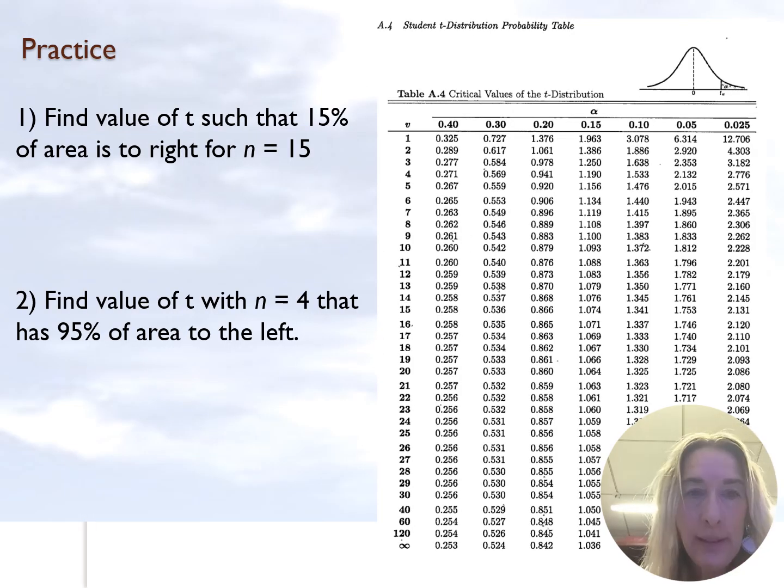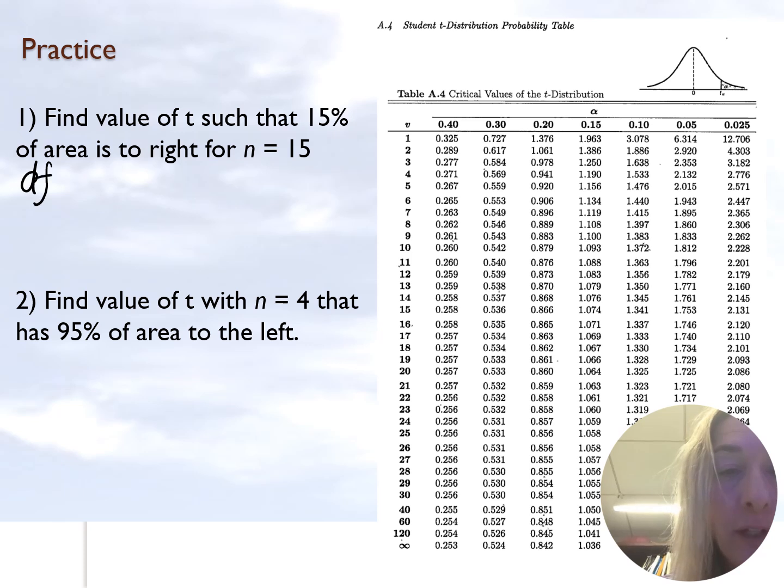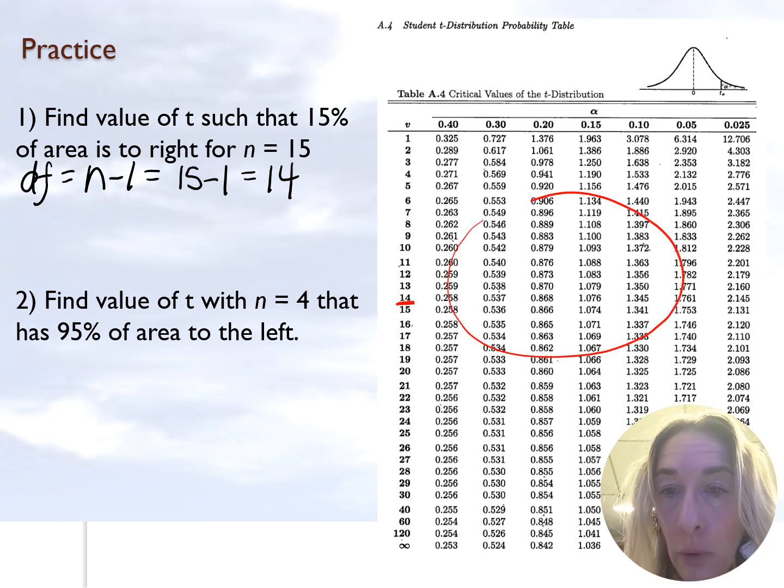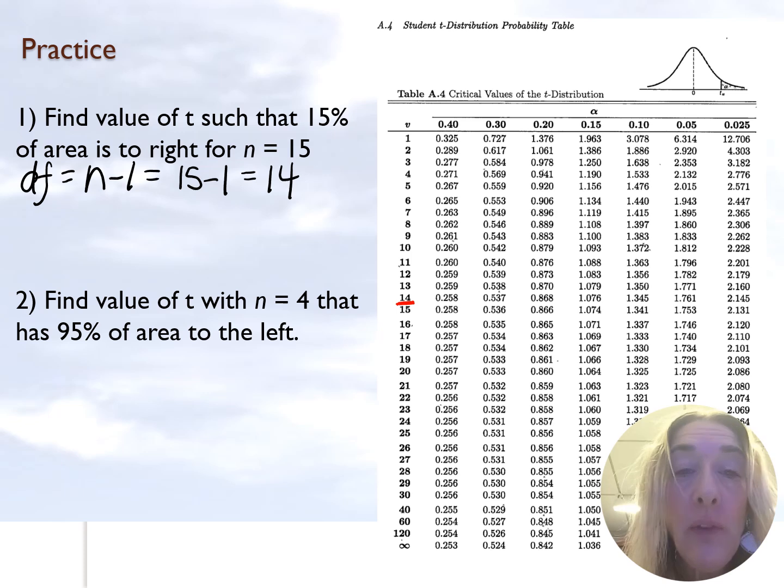Let's do some practice examples. Let's find the value of t such that 15% of the area is to the right for a sample size of 15. Remember with t, our degrees of freedom are n minus 1. So in this problem, the degrees of freedom are going to be 15 minus 1, or 14. So we are going to find nu of 14, which is right there, and we want to find a value of t. Remember, values of t are in the center of the table.